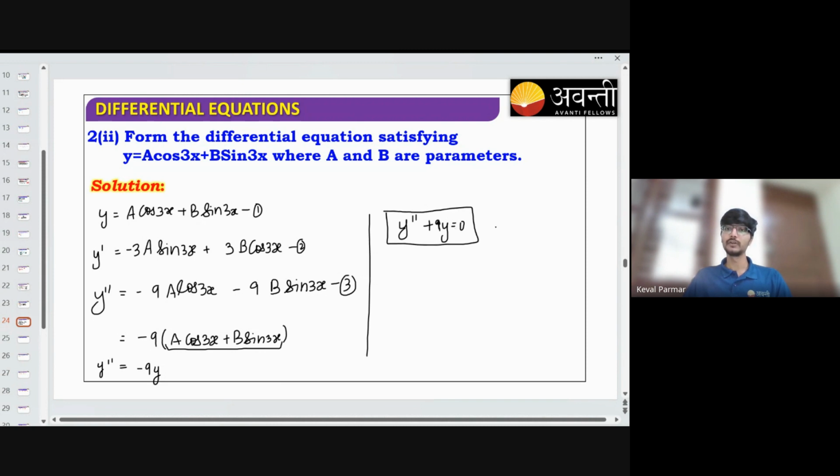There is no arbitrary constant. This is my answer. Got it? I hope it is clear. If it is clear, we can move on to the next question.